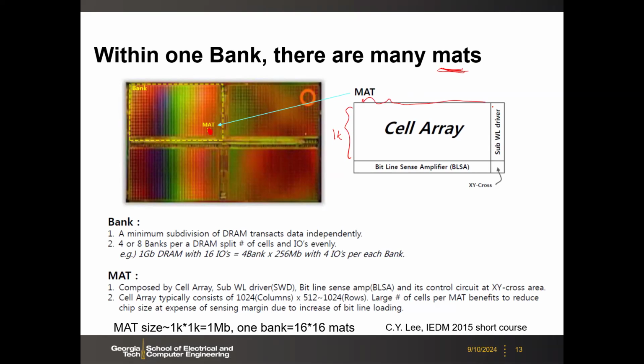This is still larger than the SRAM's typical subarray size, right? We talked about SRAM before, like 64 by 64, 128 by 128, at most 256 by 256. So here, this mat is, for example, 1K by 1K, which gives you 1 megabit, and then one bank may have many of them, let's say 16 by 16. So one bank will give you this 256 megabits, right?